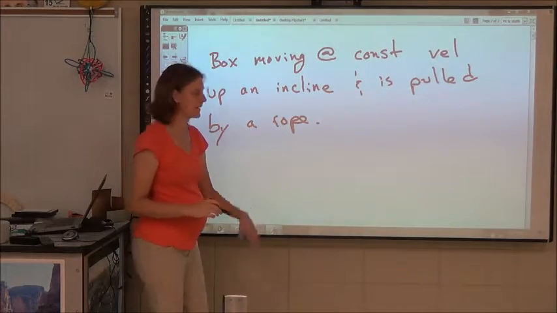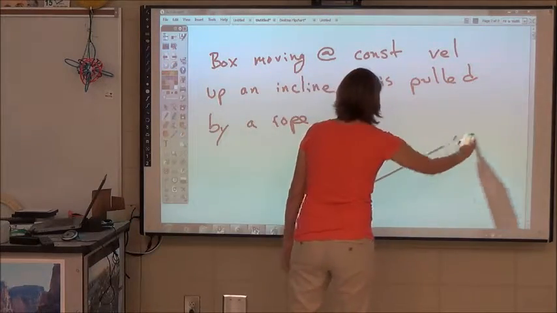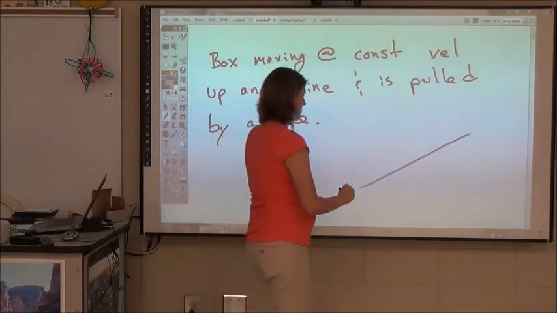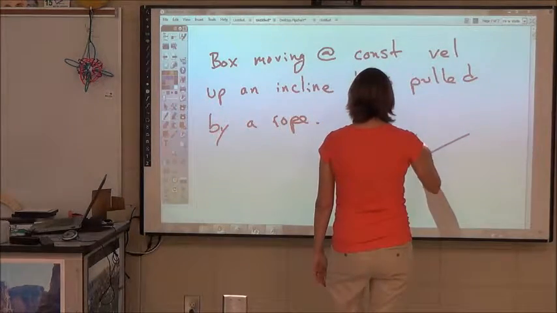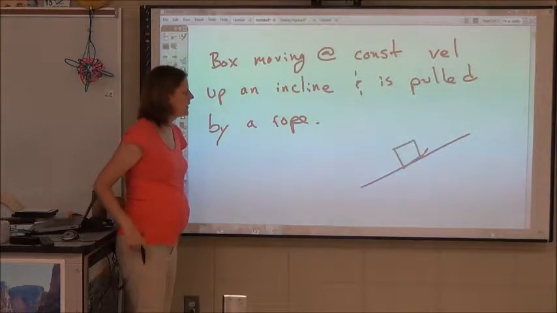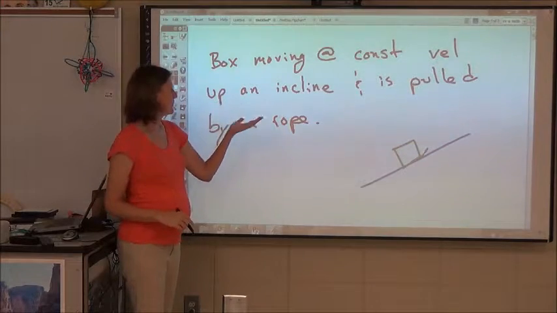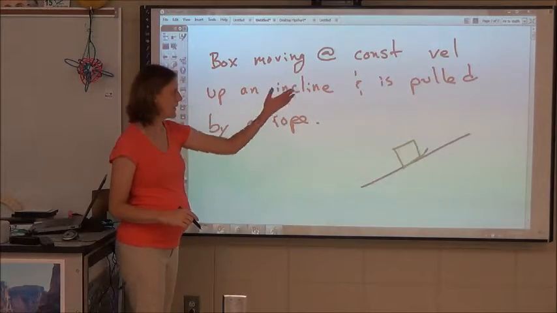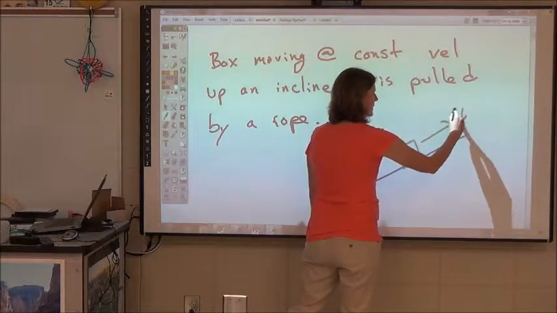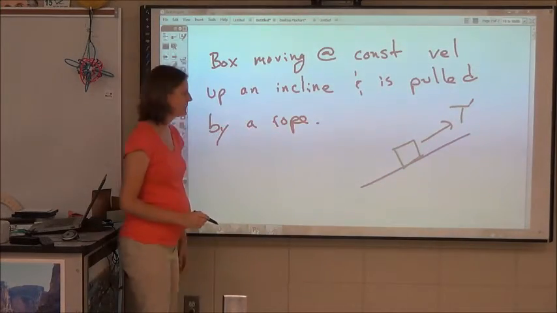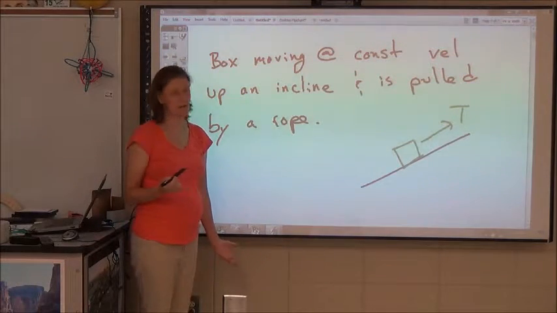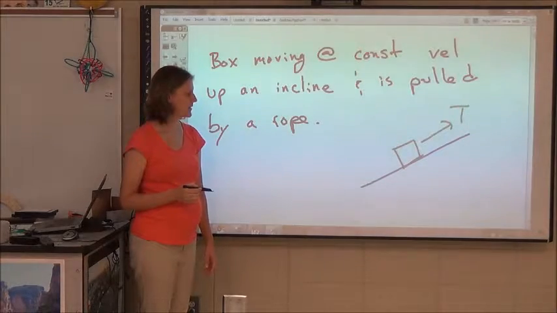Okay, I do like to draw the inclines when we have an incline problem. Then you can draw your box. And now the forces acting on this box. All right, for one, it says it's being pulled by a rope, and it's being pulled up the incline. So I'm going to call that a tension force. But we have three other forces acting on this box.